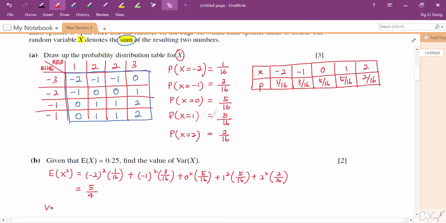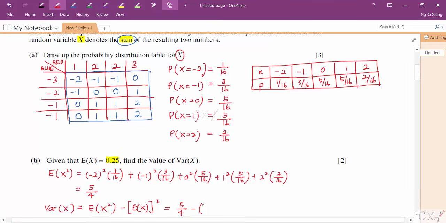Now I want to proceed to the next step, where I want to get the variance of x. The general formula for Var(X) is E(X^2) minus the mean squared. So this is the formula that we are going to apply. What is E(X^2)? You already calculated just now, which is 5/4, minus the mean. The value of the mean was given in the question, which is 0.25.